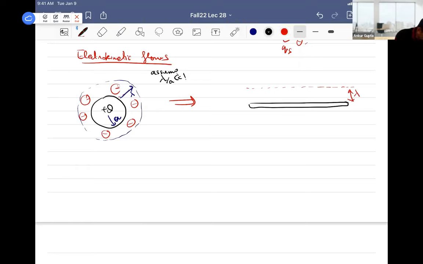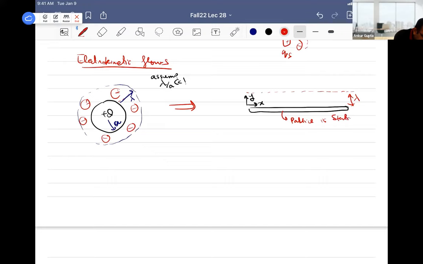I can change my coordinate systems to x and y to make my life easy, and I can assume that the particle is stationary. In reality, the particle will move, but let's imagine the particle is stationary and the fluid will move. This is just an assumption to make our life easier. And now I added an electric field here, E infinity. So the question I have for you is, I have said the particle is stationary, there are some ions nearby, positive, negative, and so on.